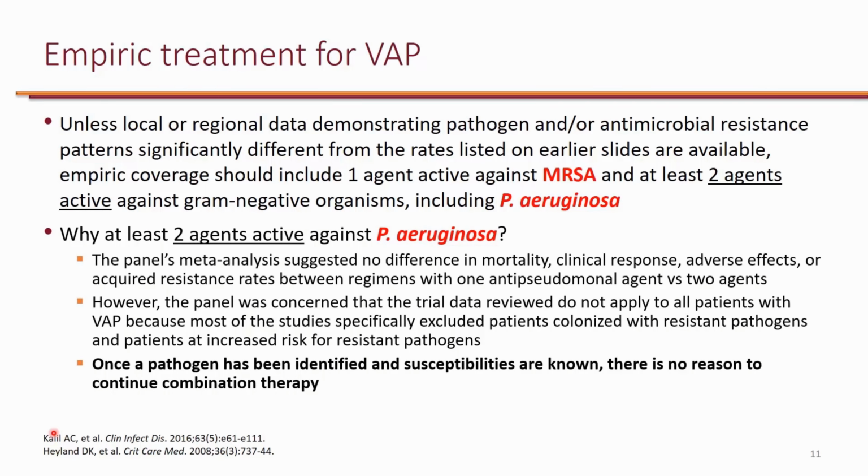And the reason the guideline recommends two agents active against Pseudomonas for empiric therapy is that in case one of the agents doesn't cover the Pseudomonas, the other one should cover it. And this is not for every patient. These are patients that are at risk of having multi-drug resistant Pseudomonas. And of course, once a pathogen has been identified and susceptibilities are known, there is no reason to continue combination therapy.